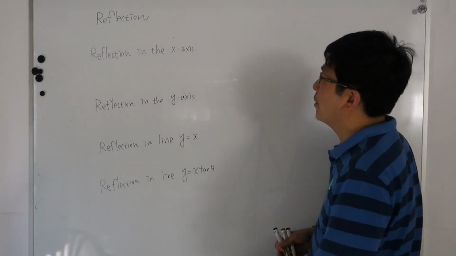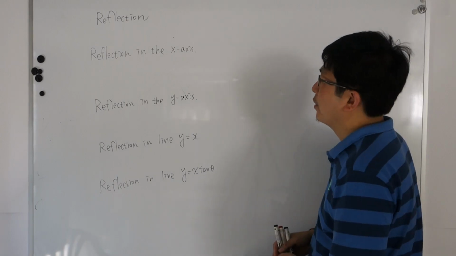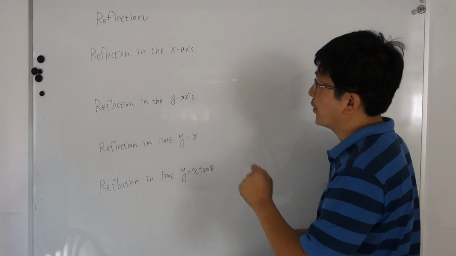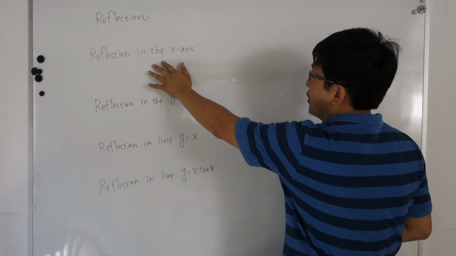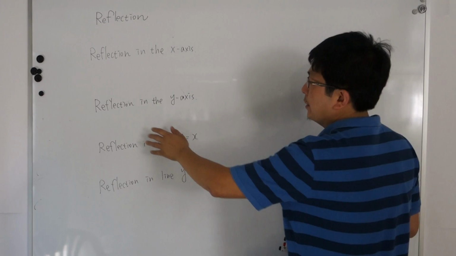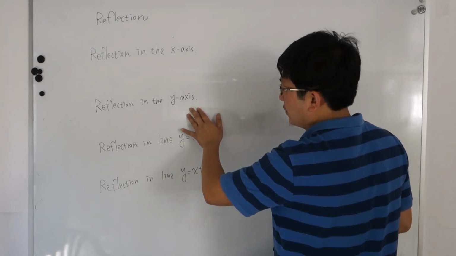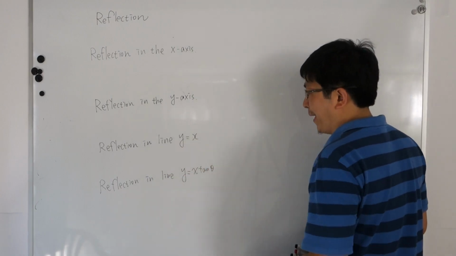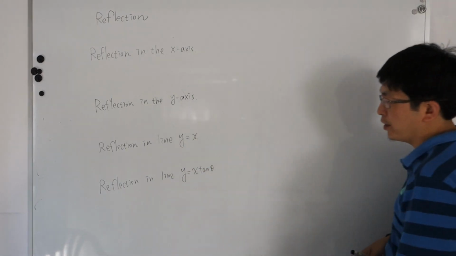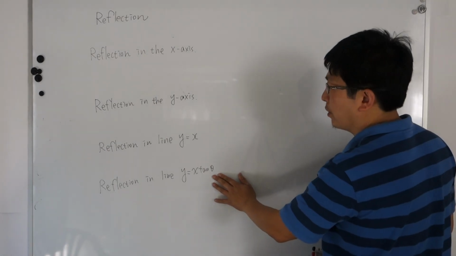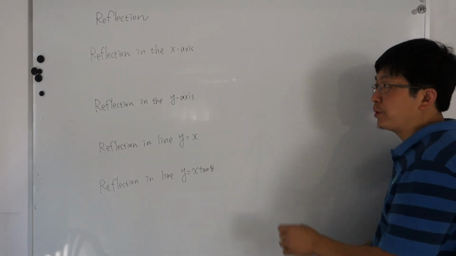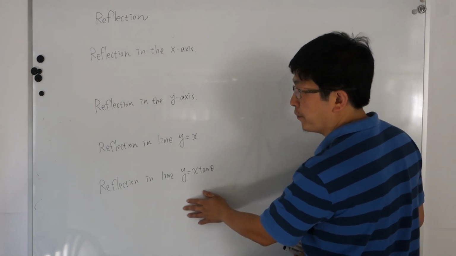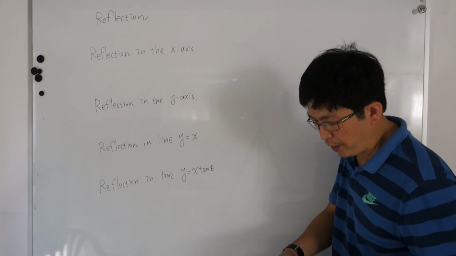Okay, now we talk about reflection. All right, reflection. There are four types of reflection. One is reflection in the x-axis. One is reflection in the y-axis. One is reflection in the line y equal to x, and one is reflection in the line y equal to x tangent theta. Alright? But to tell the truth, the most important is this one, because you only memorize this one, okay? But depending on the textbook, I show you.